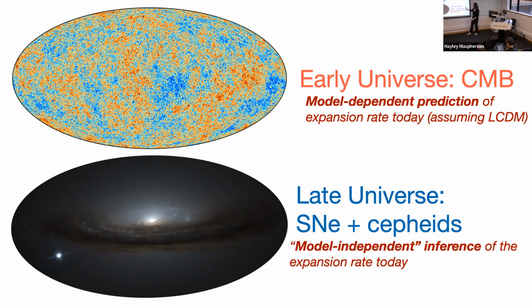It doesn't really matter. The point is that we can make a model-independent inference of how the universe is actually expanding near us today, and compare this to the theoretical prediction and see if they agree. I've put quotations around "model independent", which will hopefully make sense in a few slides' time.